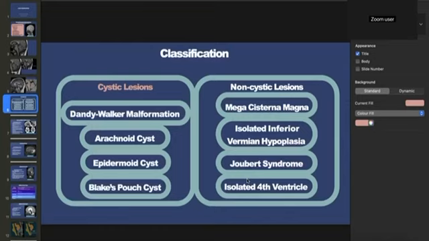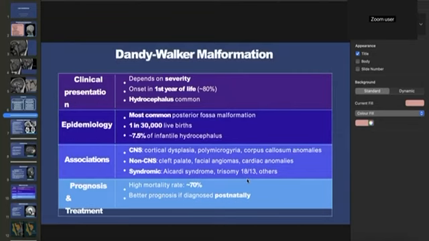This is a classification of cystic and non-cystic lesions. Cystic lesions include Dandy-Walker malformation, arachnoid cyst, epidermoid cyst, Blake's pouch. Non-cystic lesions are megacisterna magna, isolated inferior vermian hypoplasia, Joubert syndrome, and isolated fourth ventricle.